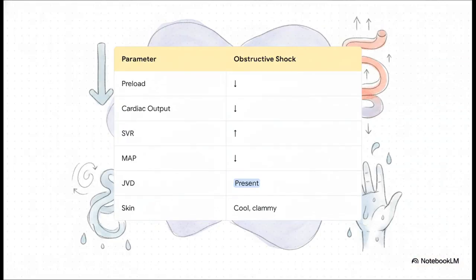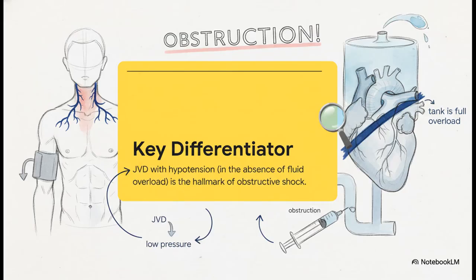Because of that blockage, preload is down, and so is cardiac output. That makes the MAP drop. The body tries to compensate by jacking up the SVR, which is why the skin gets cool and clammy. But look at that one in bold, JVD. It's present. That's our biggest clue that blood is backing up somewhere.